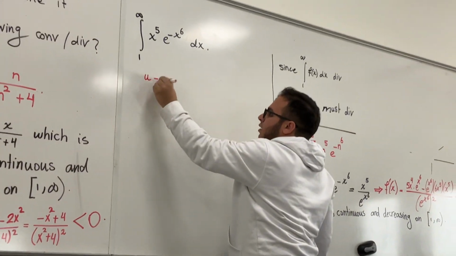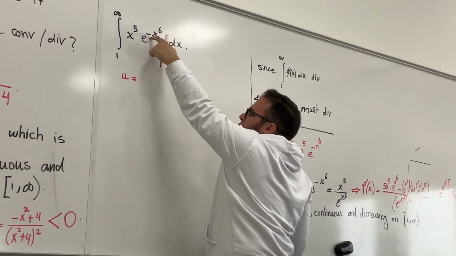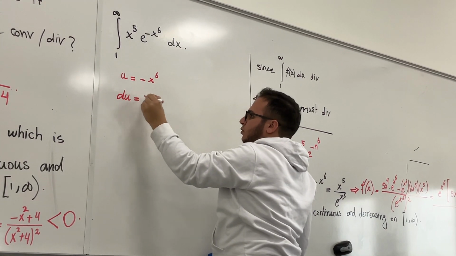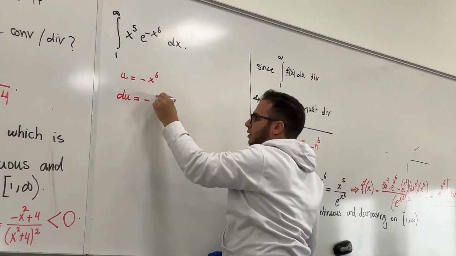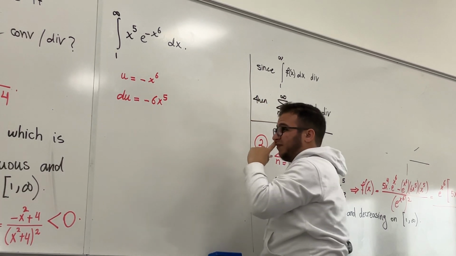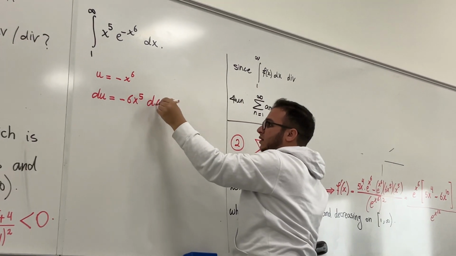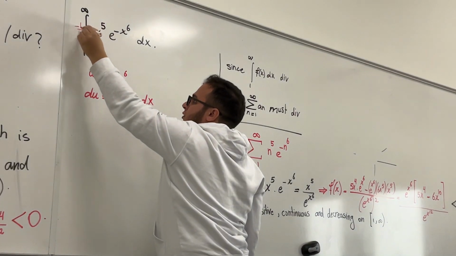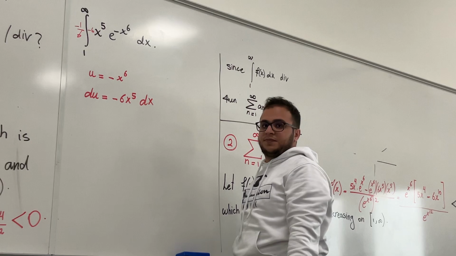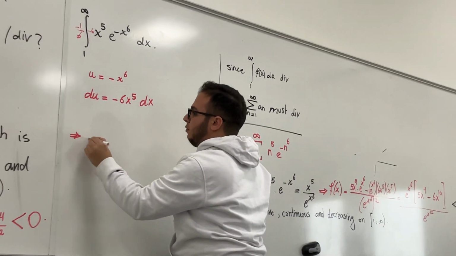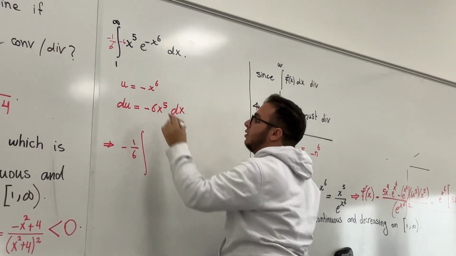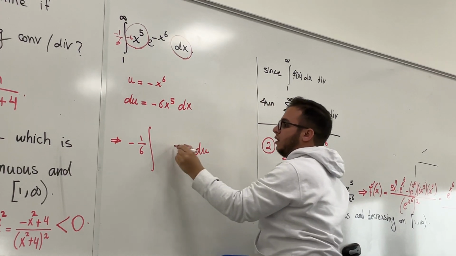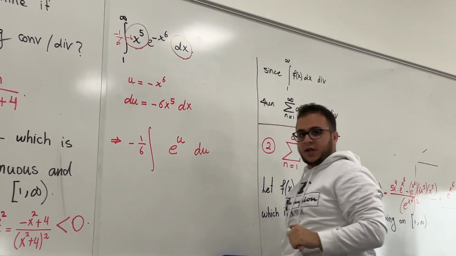So u equals, you can take x power 6 alone or minus, it doesn't matter that much. Okay? It's up to you. Minus 6x power 5, okay? dx. So I need a minus 6 here. So I can put a minus 6 and minus 1 over 6. Okay? So this becomes minus 1 over 6, integration. This with this is du, and e to the u, right?